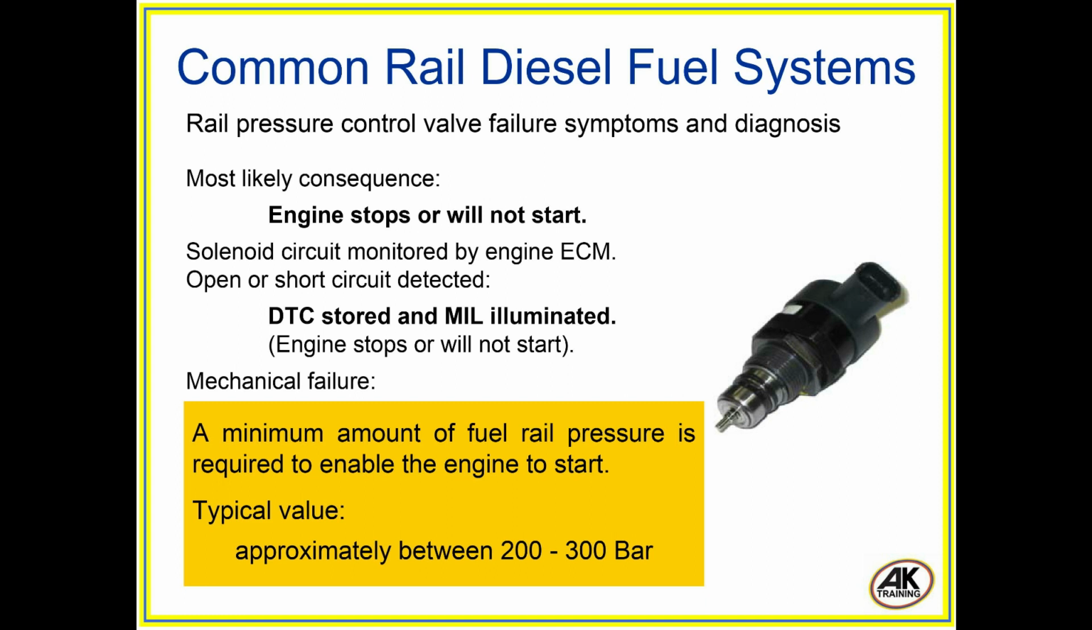Rail pressure control valve failure symptoms and diagnosis. Most likely consequence: engine stops or will not start. Solenoid circuit monitored by the engine ECM. Open or short circuit detected. DTC stored, MIL illuminated. Engine stops or will not start.